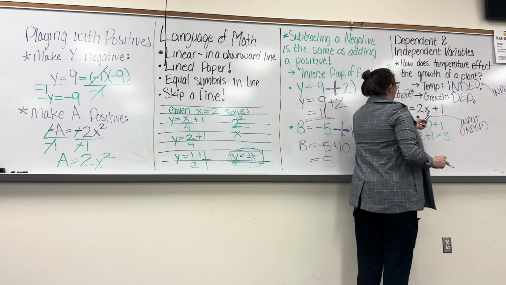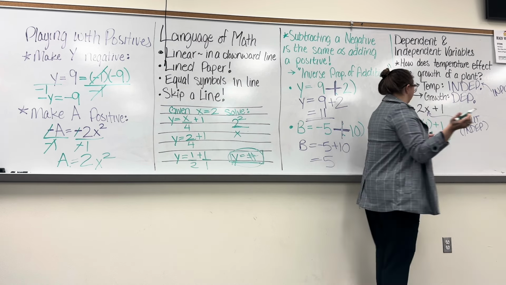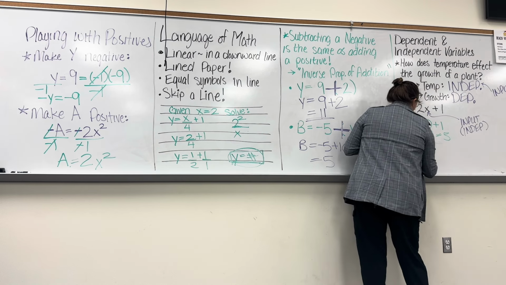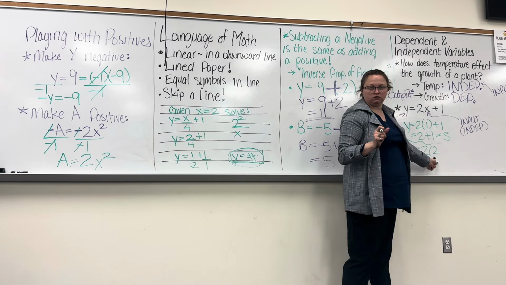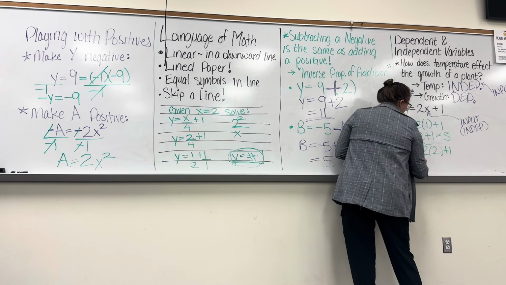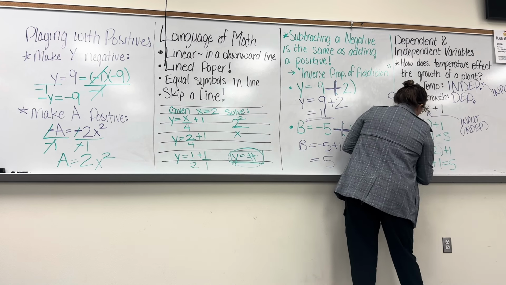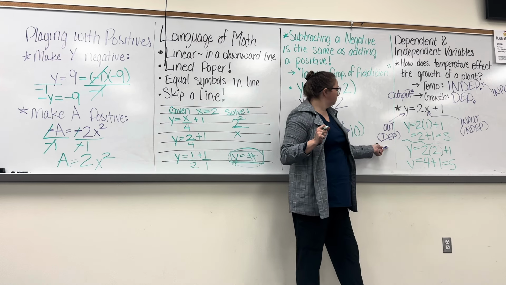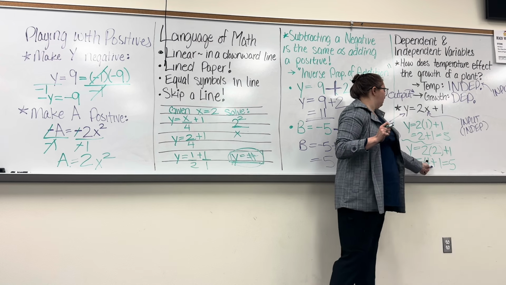All right, now if we change x, if we change our independent variable, and we all of a sudden go y equals 2 times 2, so we just changed our x to 2, plus 1, that's going to be 4 plus 1 equals 5. So you can see the output, y, output dependent variable, changed depending on your input.